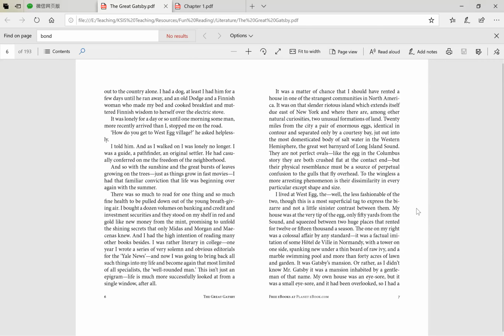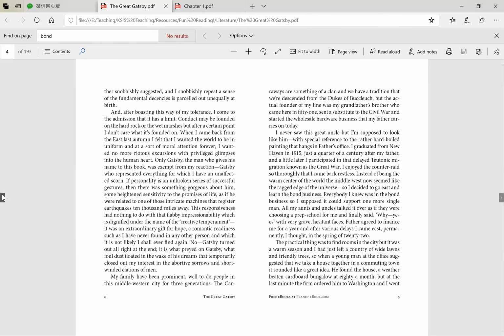And who does Nick go to the country with? I think it's this page. So a young man in the office suggested taking a house together. So he doesn't really know this guy. They've just decided to take that house together. So it's just a young man from the office.